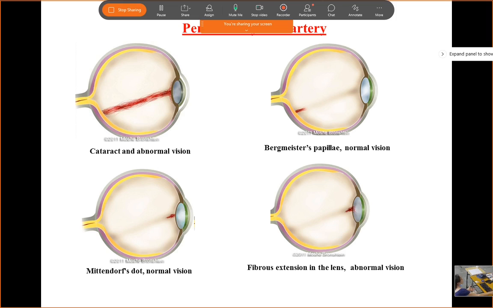Sometimes a persistent hyaloid artery is present. When there is a persistent hyaloid artery, there will be abnormal vision and again there will be cataract. Or sometimes only the posterior part of the artery is present, known as Bergmeister's papilla. Here nothing will happen, there will be normal vision, only one papilla will be present on the posterior aspect. If it is present on the anterior aspect, that is known as Mittendorf's dot, and here also there will be normal vision, no abnormality. But if the anterior segment of the hyaloid artery enters into the lens to supply it, then there will be abnormal vision and cataract.